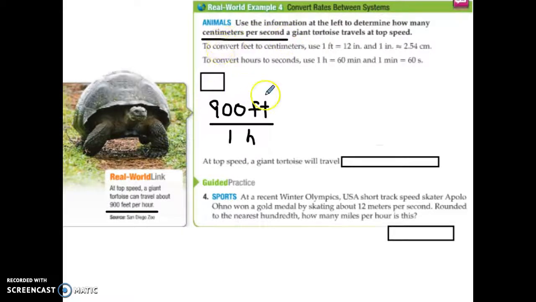I want to end up with centimeters per second. Now, this is a little difficult to jump from feet to centimeters, because 1 foot is 12 inches, and 1 inch is that many centimeters. So we're going to have a whole bunch of fractions here, which is fine. Just, again, that's where the problems get a little more difficult.